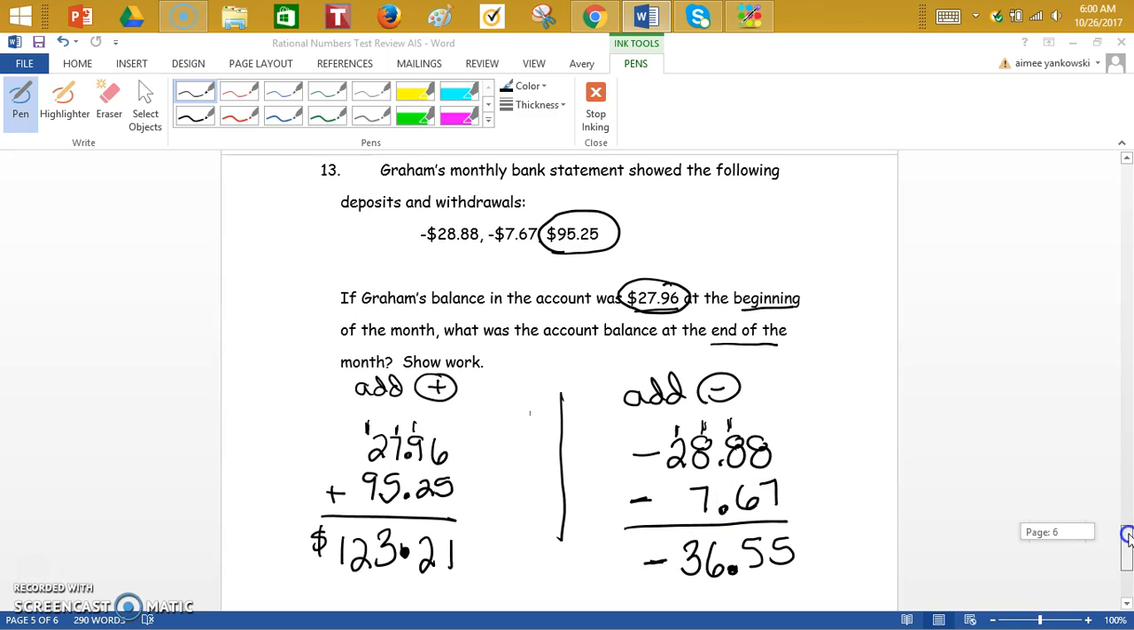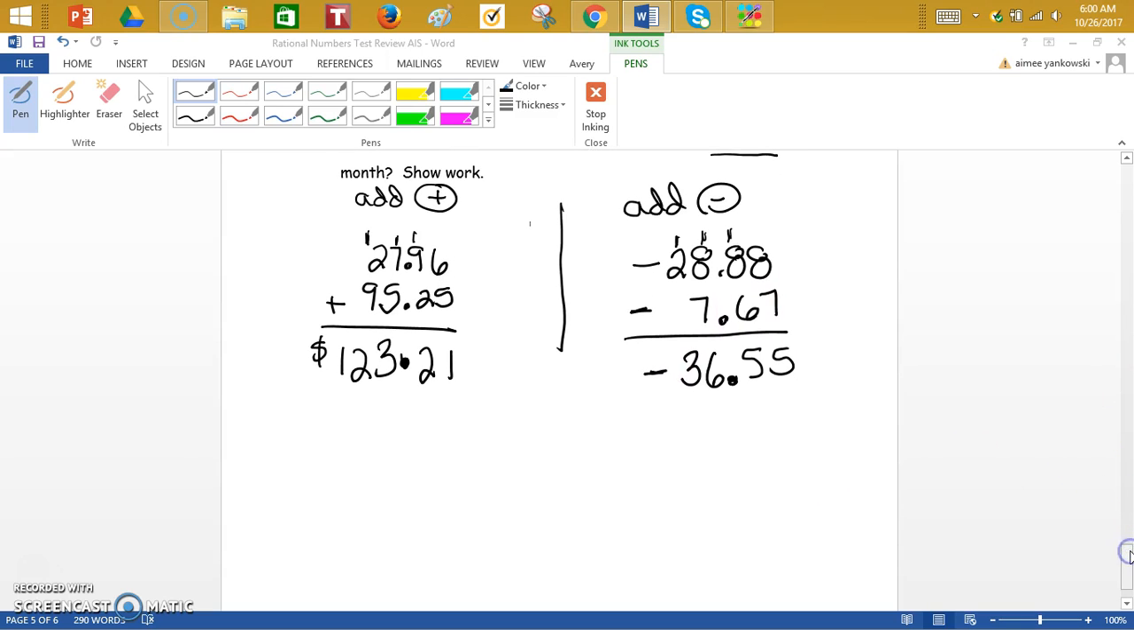Now I'm going to, in my last step, combine my positives and negatives. So now I'm going to take 123.21 and minus 36.55. Okay, so I have to take 123.21 and subtract off 36.55. Signs are different. I'll find the difference, keep what I have more of. I definitely have more positives. You don't want that bank account dropping below zero. It happens. And I'm going to subtract off.